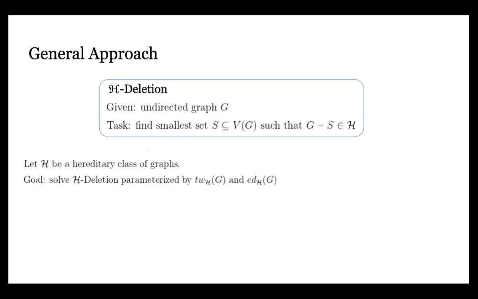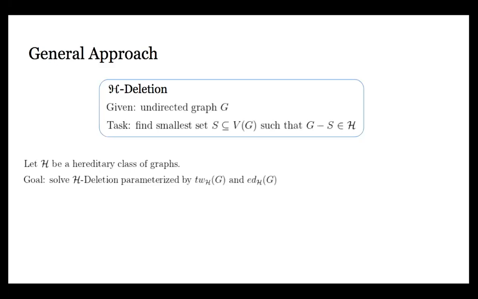So in general, we can define the H deletion problem for any class of graphs, similarly as we did for bipartite graphs. So we seek a smallest set of vertices whose removal would make the graph belong to the target class H.